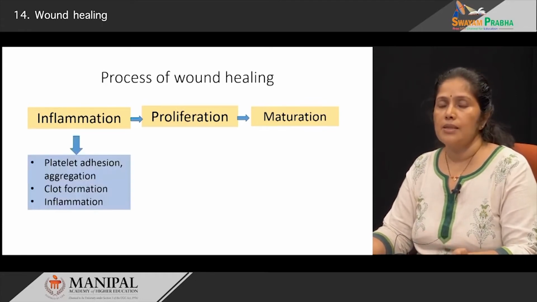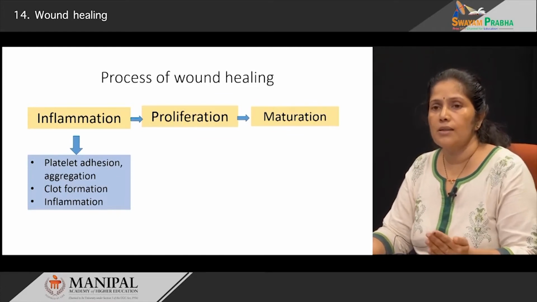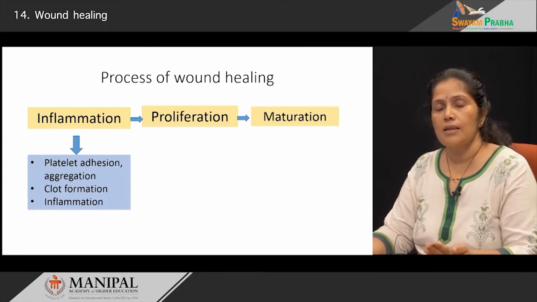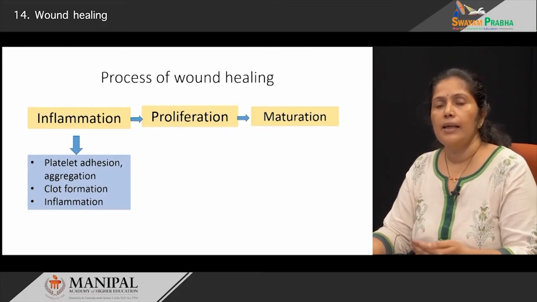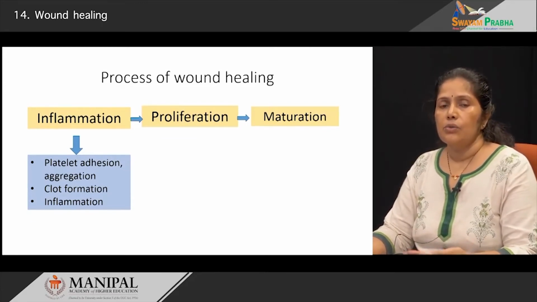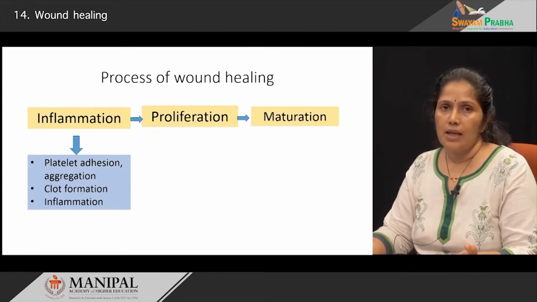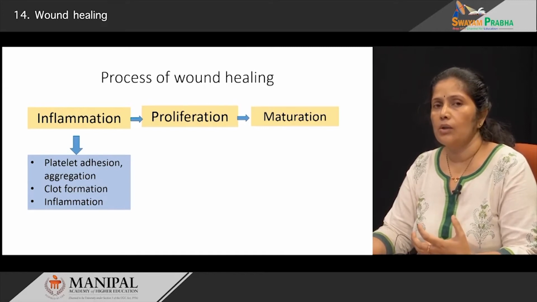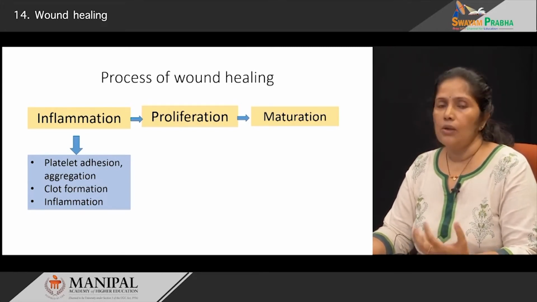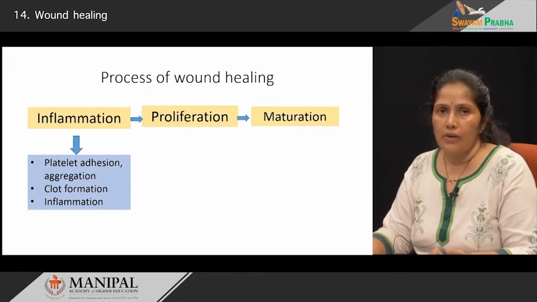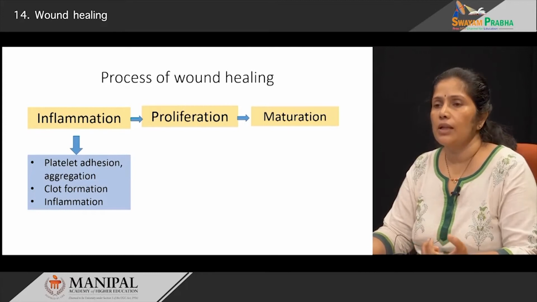So, what happens in each of these? Whenever there is an injury, the first thing that happens in the inflammatory phase is that the platelets come and adhere to the injurious site, or they aggregate, they form clumps, and along with fibrin a clot is formed. Now, as this clot is forming, a lot of inflammatory cells will be attracted into this area. So, this is the first phase of inflammation.